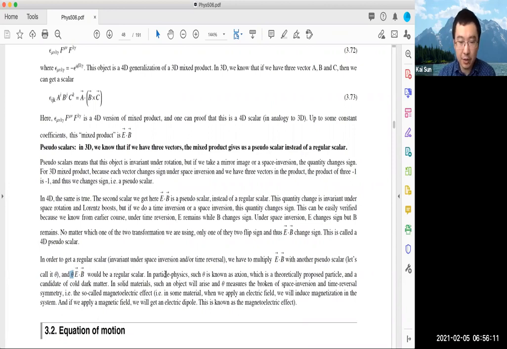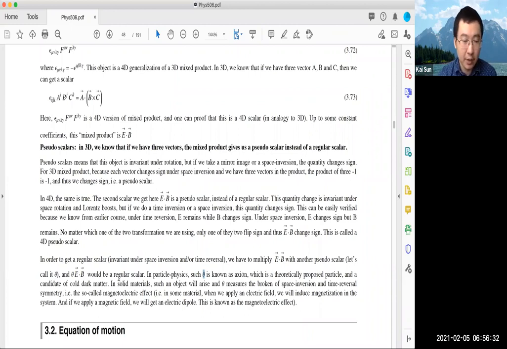Okay, so in particle physics, this theta field corresponds to a particle which is called axion. This axion has a very important property. It breaks the space invariance and breaks the time reversal symmetry. So this particle is not part of the standard model, but it is one of the candidates for dark matter.